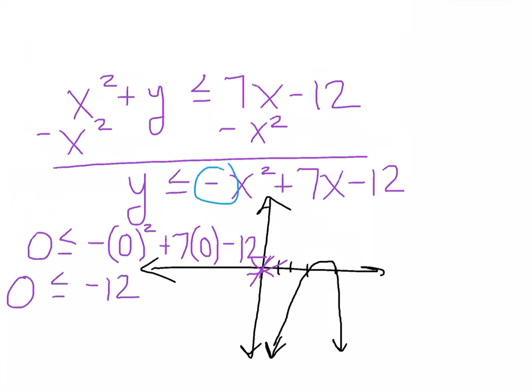Is 0 less than or equal to negative 12? No. No. Where was the dot at? Inside or outside to begin with? Outside, and you said no. So where should I shade? On the inside. That's number 29.